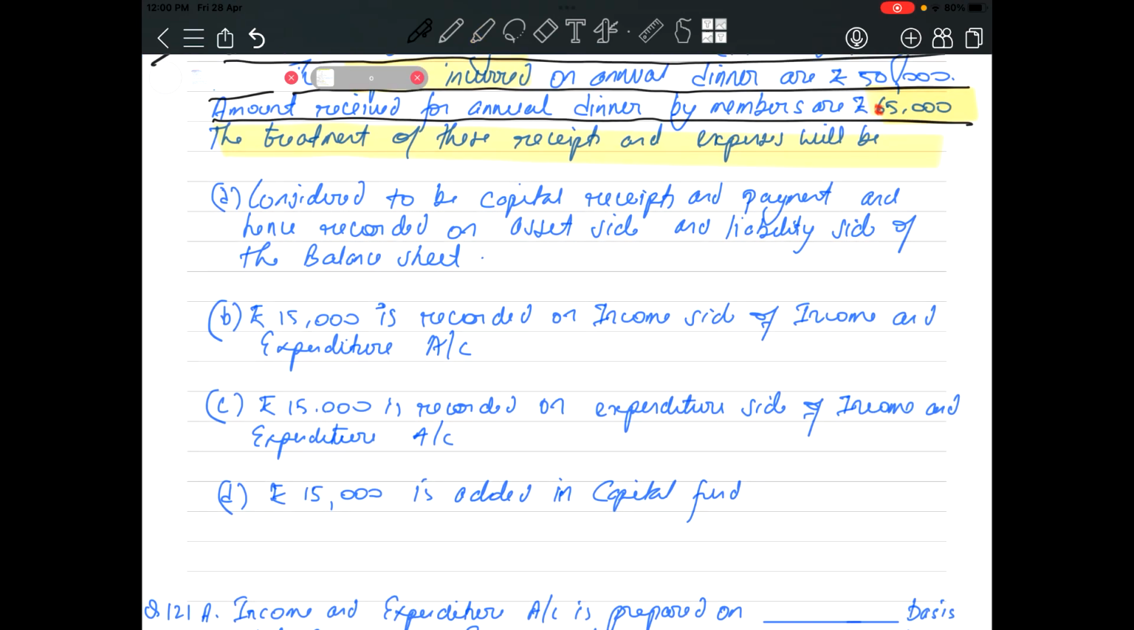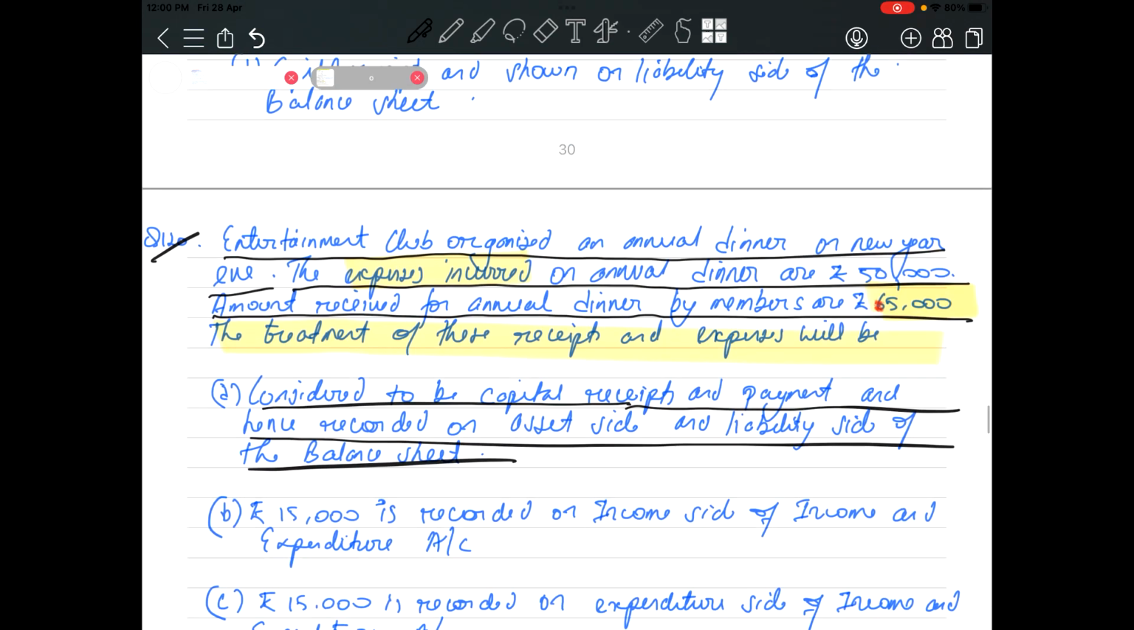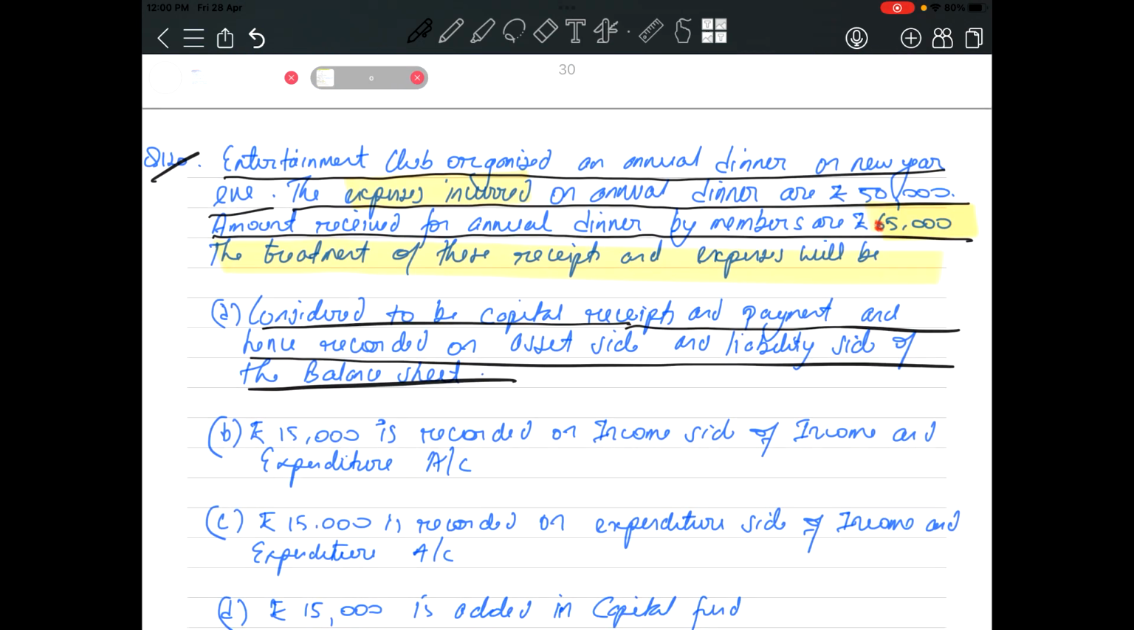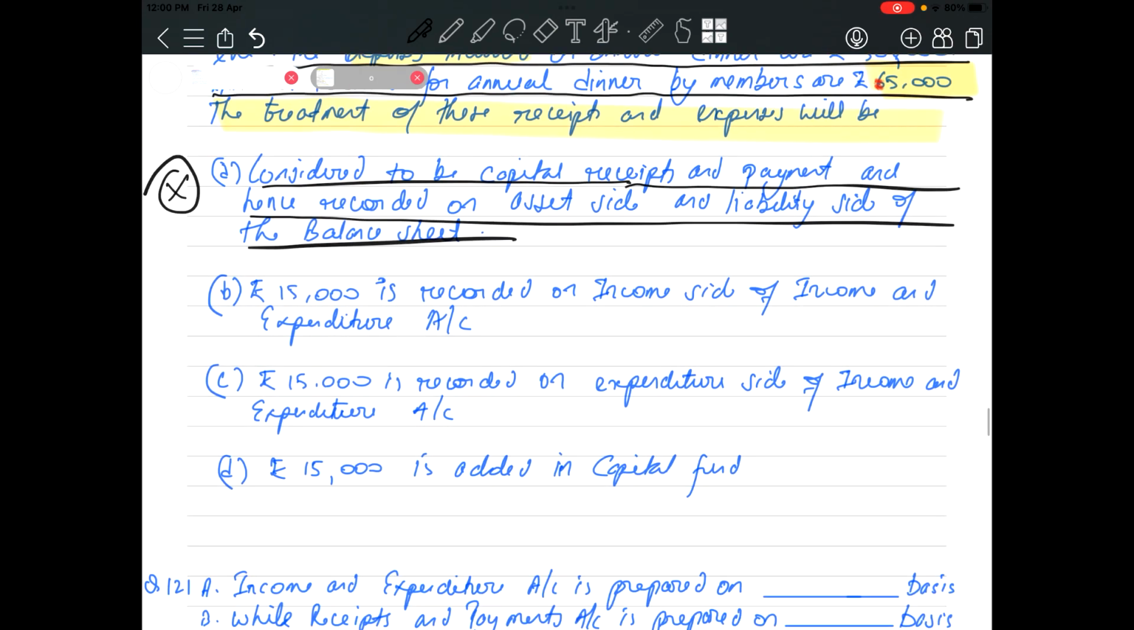Option A, considered to be capital receipts and payment, and hence recorded on the asset side and liability side of the balance sheet. Is this a capital receipt? We are receiving money for dinner here. It is not a capital item. It is revenue in nature. So A is not correct.